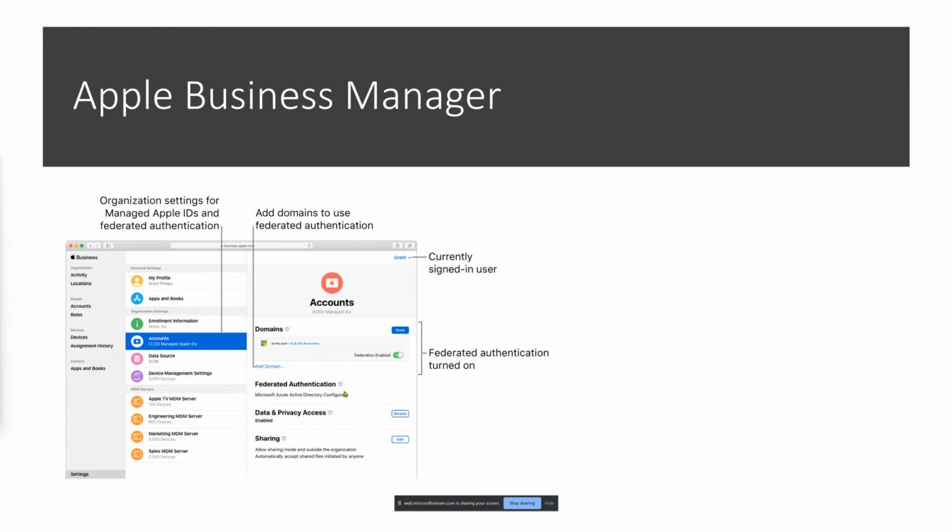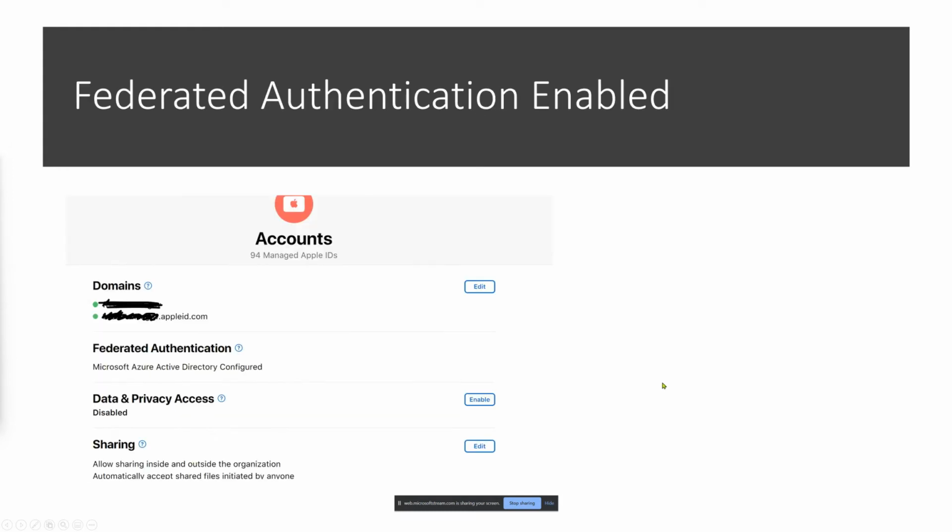Now, the only thing is at that point, the federation's turned on. I heard that you can go back and turn it off, but we obviously were ready to move forward, so we left it on. We worked on documentation after we saw the emails and what they look like, and once you enable federation, this is what you'll see.